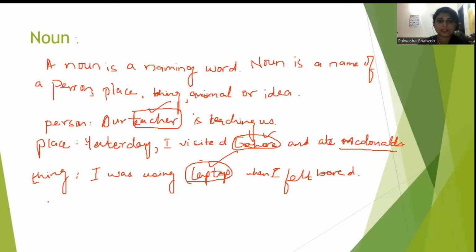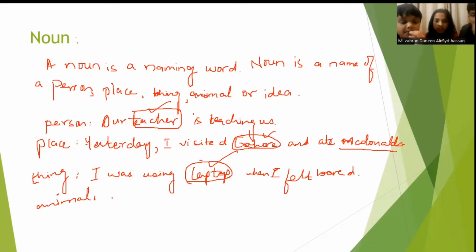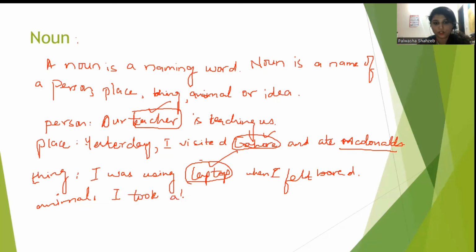Okay, so now the name of a place or animal. Anybody who can, Zahran, could you please make a sentence using the name of an animal? Horse. I met a horse yesterday, or I took a horse ride. So, of course, that's the name of an animal, and it's going to be the noun in that. Very nice.